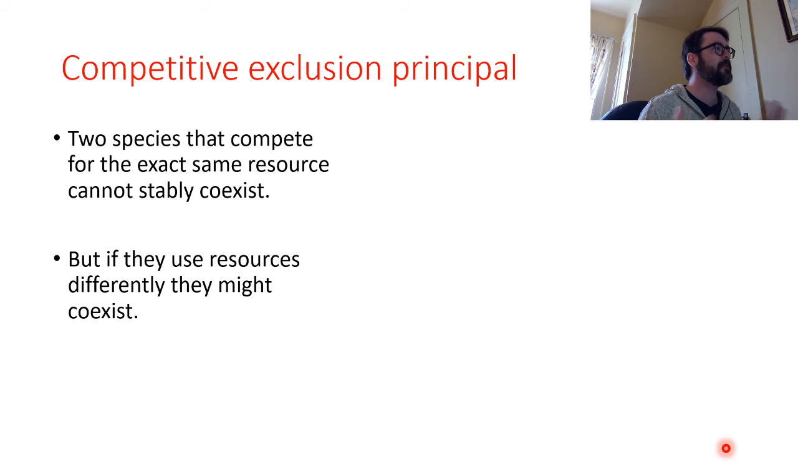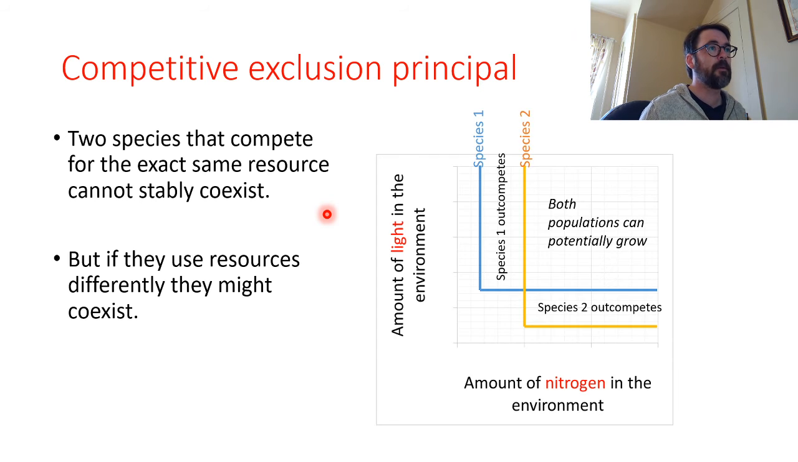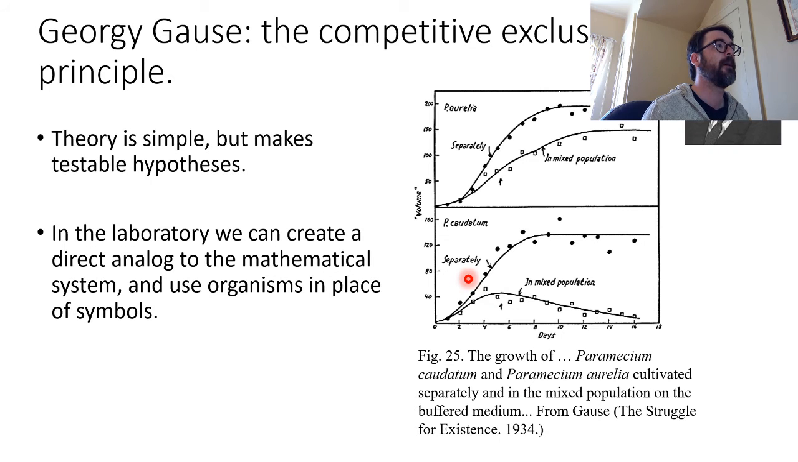And this creates what's known as the competitive exclusion principle. The idea is that if you have two species that compete for the exact same resources, they probably can't stably coexist unless they use resources differently. This is the competitive exclusion principle. Right, so here's an example where the two species use resources differently and they can potentially coexist in a narrow range of environments out here.